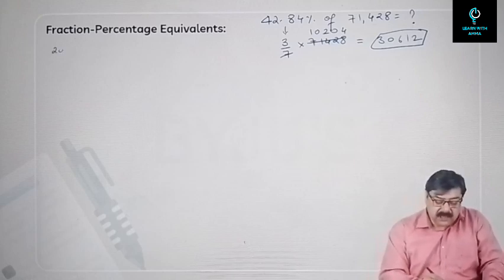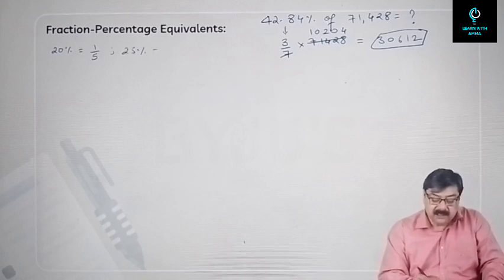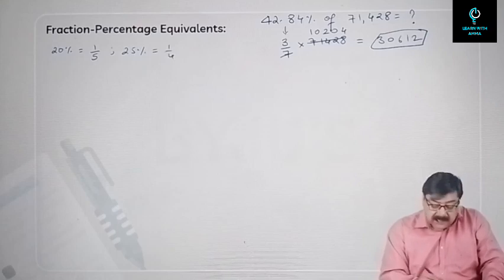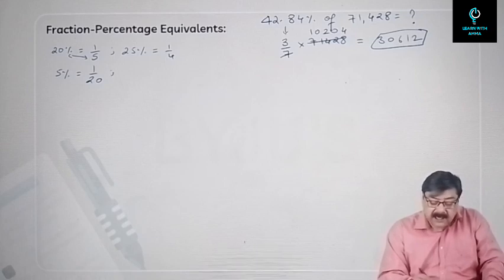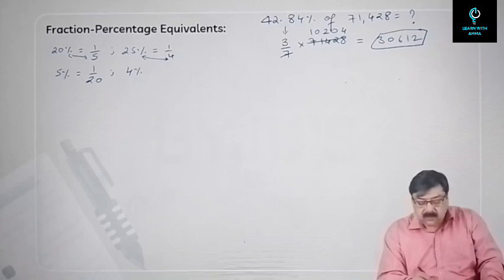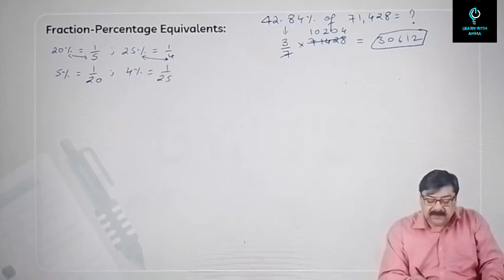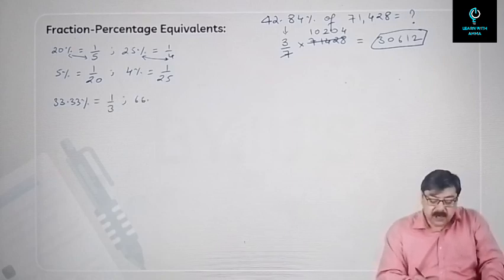Primarily, we should know that 20% is 1 by 5, 25% is 1 by 4, and then you can interchange these two. You can also say that 5% is 1 by 20. This 5 goes to the left and 20 comes to the denominator. And similarly, 4%, you can always interchange these two. If 25% is 1 by 4, then 4% is 1 by 25. Some important conversions, 33.33%. Instead of that, you can use the fraction 1 by 3. 66.67%, we can make use of 2 by 3.